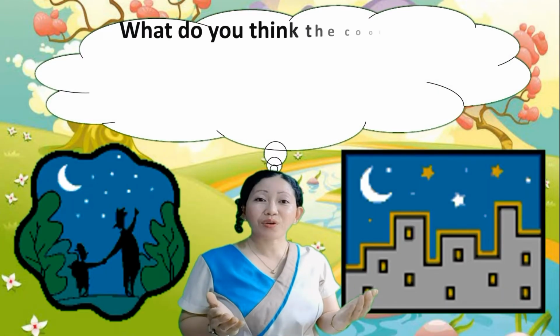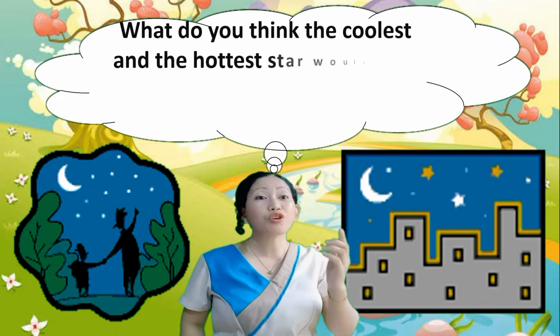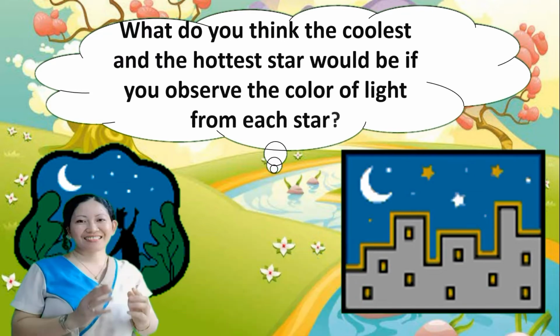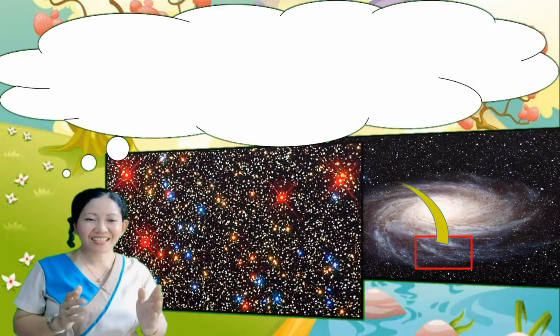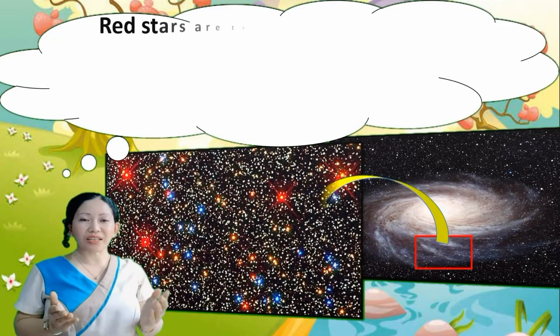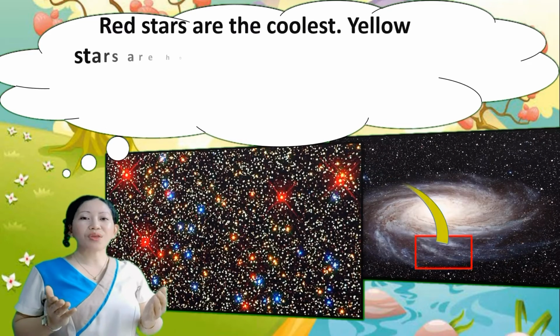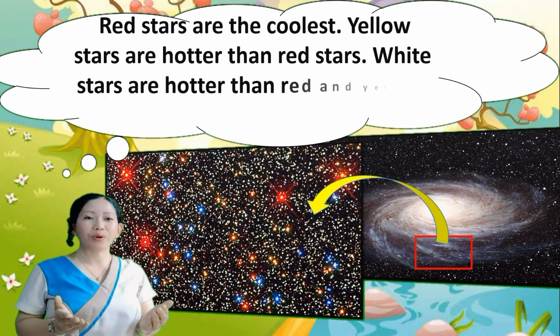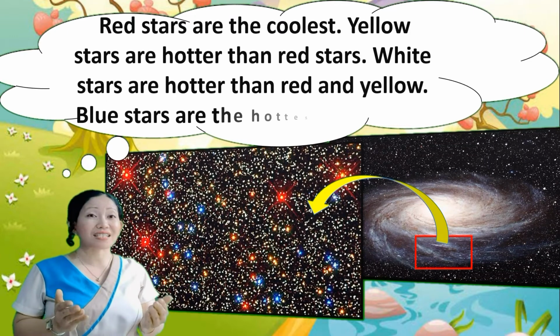So, what do you think the coolest and the hottest star would be if you observe the color of light from each star? Alright, red stars are the coolest. Yellow stars are hotter than red stars. White stars are hotter than red and yellow. Blue stars are the hottest stars of all.